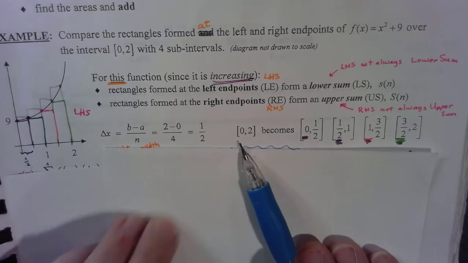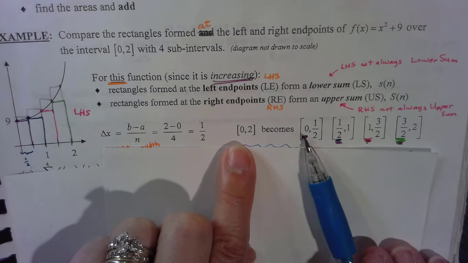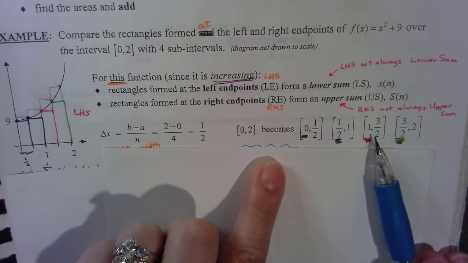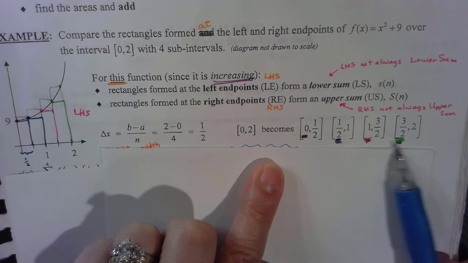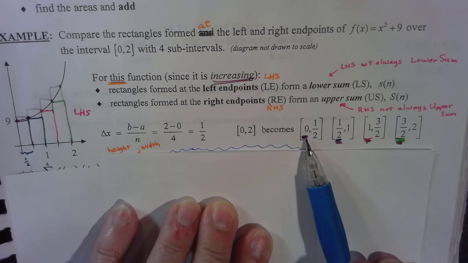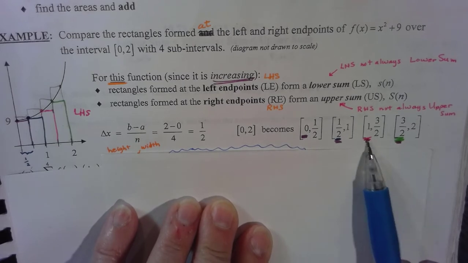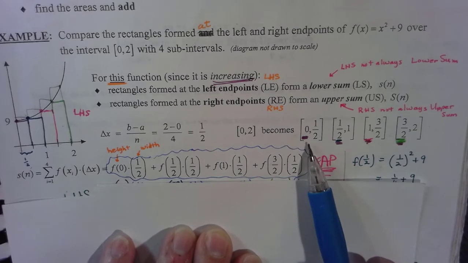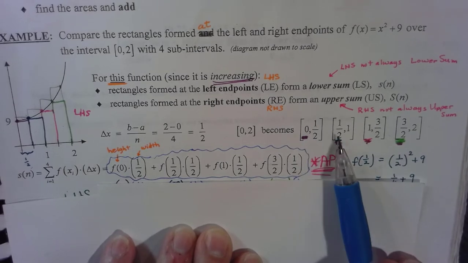Now, that means that my intervals are going to be 0 to 1/2 for my first subinterval, 1/2 to 1, 1 to 3/2, and 3/2 to 2. And making a left-hand sum would be to use the left-hand endpoint of each subinterval, evaluate the height by taking f of that left endpoint.